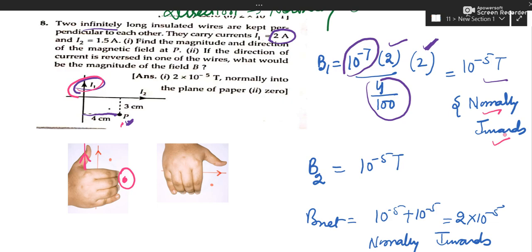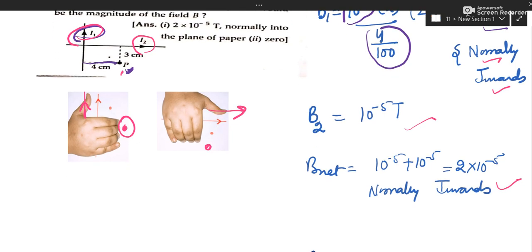Coming to next. Now my current is like this. So this is my current. Point is here only. So it is also normally inwards. And the formula you use, so both can be added. And again it will be normally inwards.